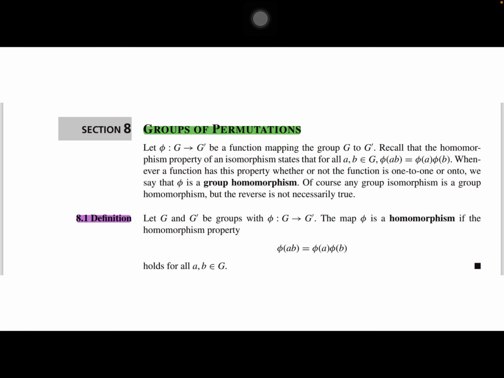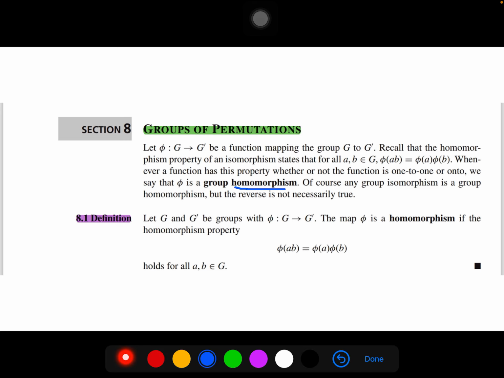So recall the group homomorphism that we have seen in earlier sections. What I mean by isomorphism before: we see that two groups are isomorphic, or there is a group isomorphism, if it satisfies the homomorphism property and it is a one-to-one and onto mapping from one group to the other. All right, so now in this section, we're going to look at group homomorphism only. It means that if we have a mapping that is an isomorphism, then it's fine, it will also satisfy the homomorphism property.